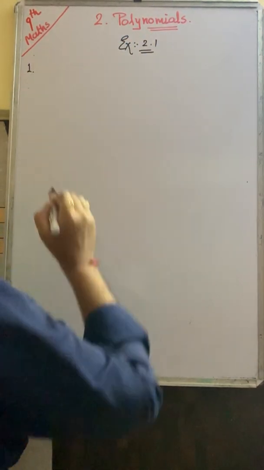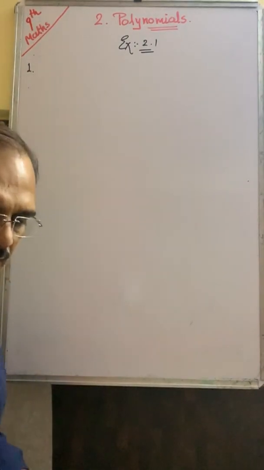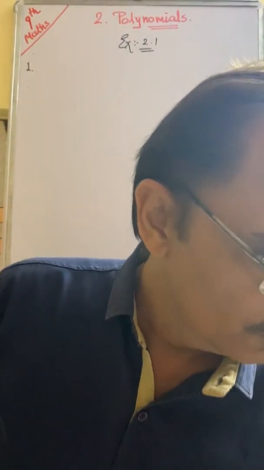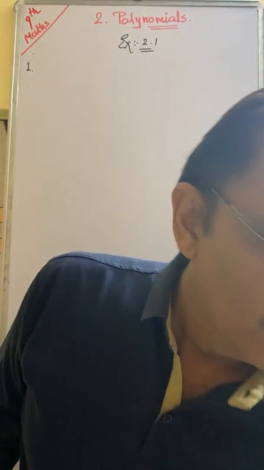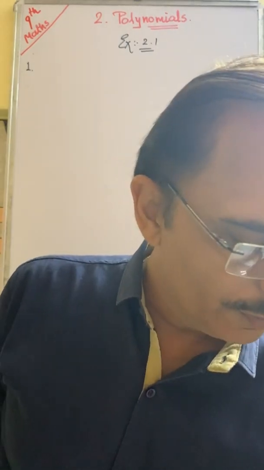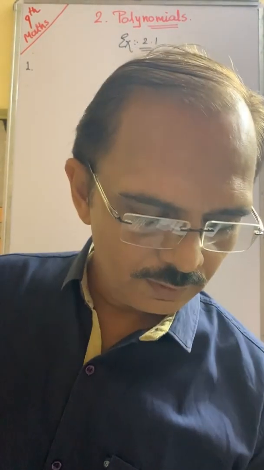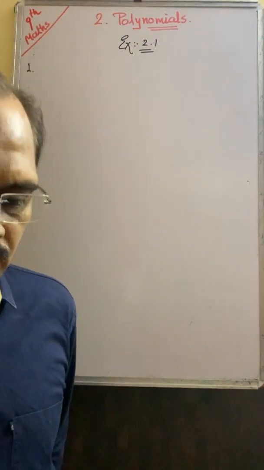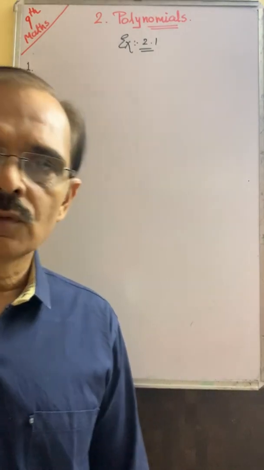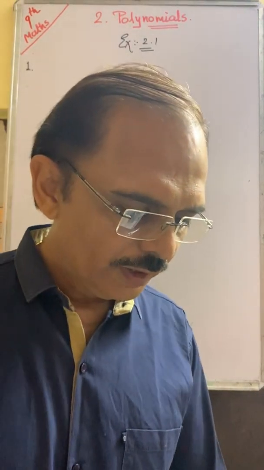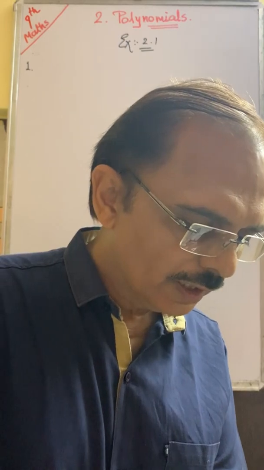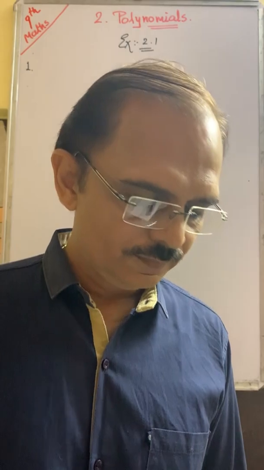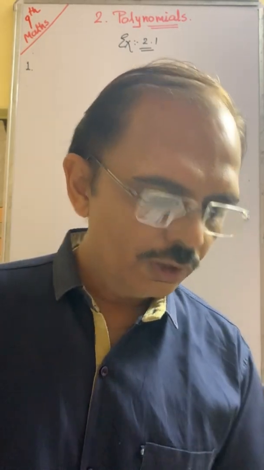Question number 1. Though I have no textbook, I have a PDF file in my laptop. On page number 32, if you have a textbook or a PDF or whatever, you can find exercise 2.1. The first question is, which of the following expressions are polynomial in one variable and which are not? State reason for your answer.